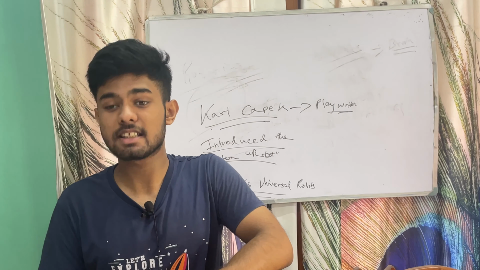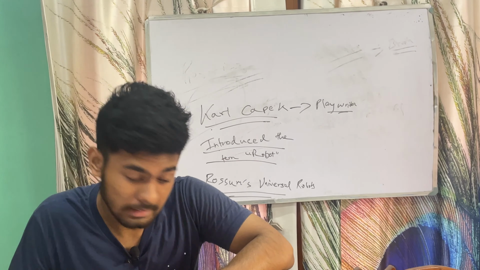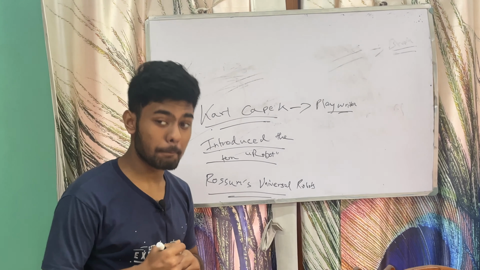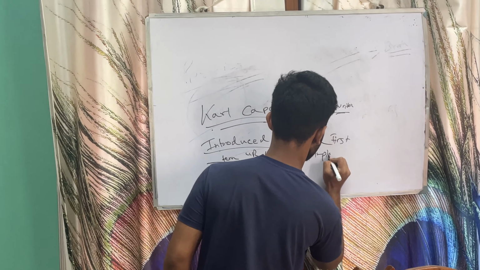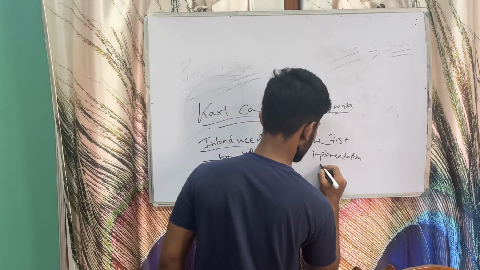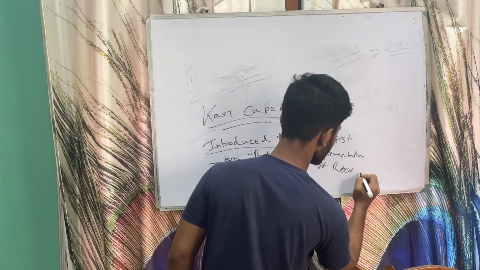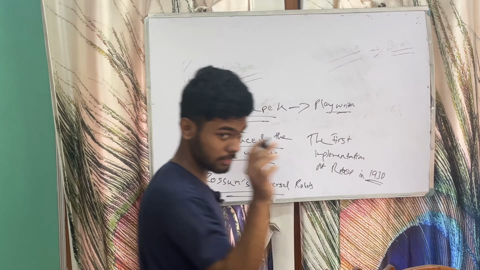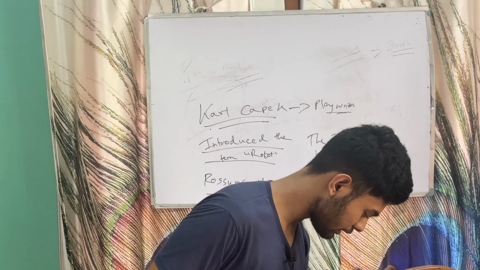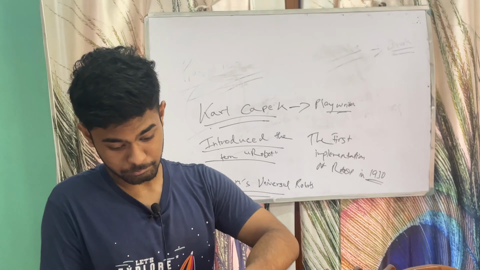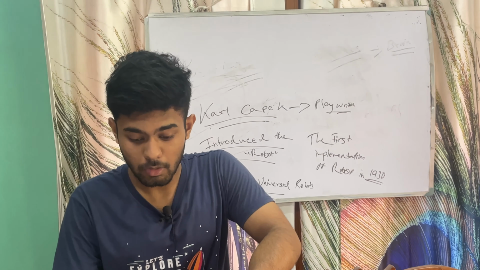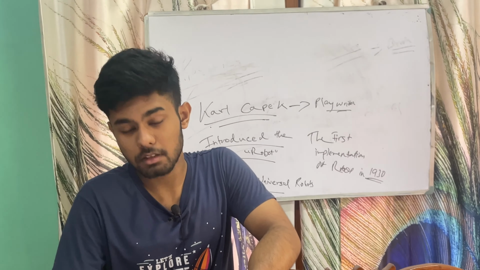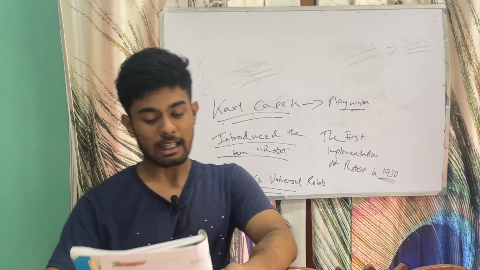Now we are going to study what happened in the 1930s to 1940s. The first implementation of a robot was done in 1930. This is very important, and it may come in your MCQs. So you have to remember the year in which the first robot was implemented. When Unimate was developed, and if you have difficulty remembering the year, you can remember the name of the robot made in this year, that is Unimate.